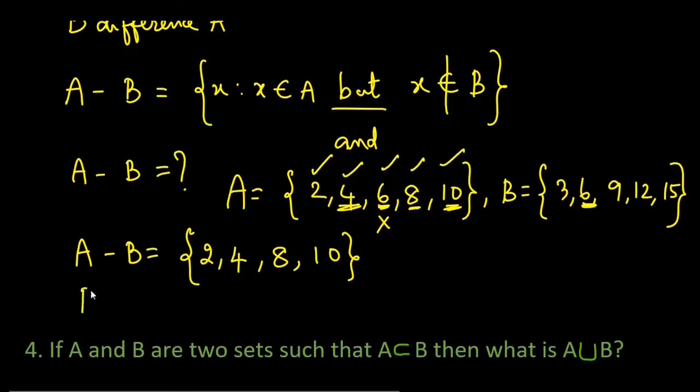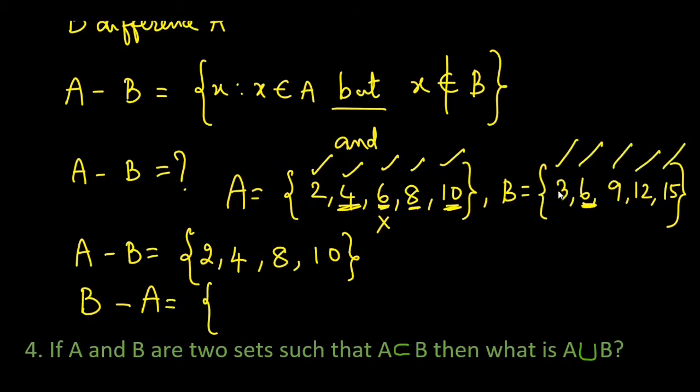Now let us take B minus A. Now take the elements in B, 3, 6, 9, 12, 15. Out of this, check for each element whether it is there in A or not. Say 3. 3 is there in B. Is it here in A? No. So we can write 3. Now 6. 6 is there in B, but 6 is also there in A. So we should not write 6.